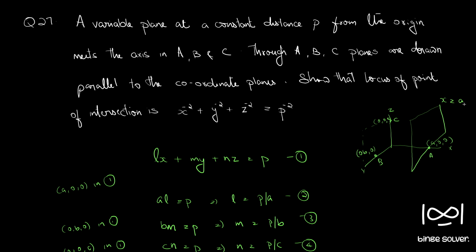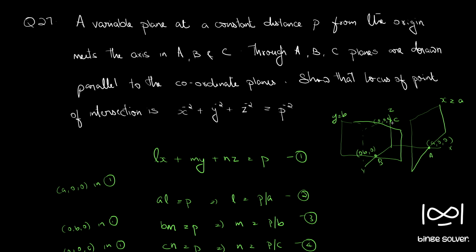If you are not familiar with how this x is equal to a came, you can check the previous concept videos where I discuss the equations of planes parallel to the coordinate planes. Such a plane will have the equation x is equal to a, and similarly such a plane through B and parallel to the xz plane will look something like this, and it will have the equation y equal to b.